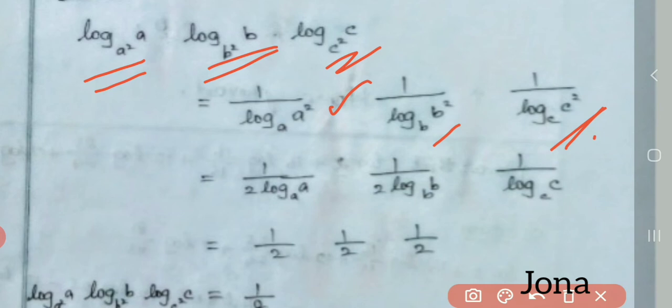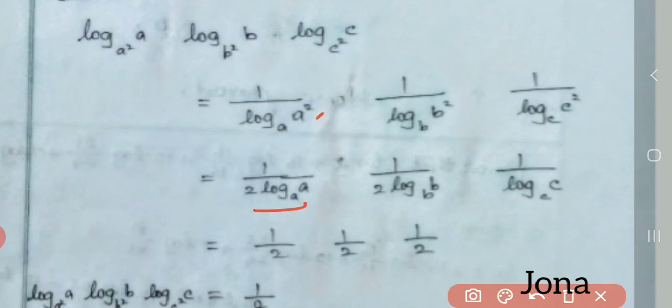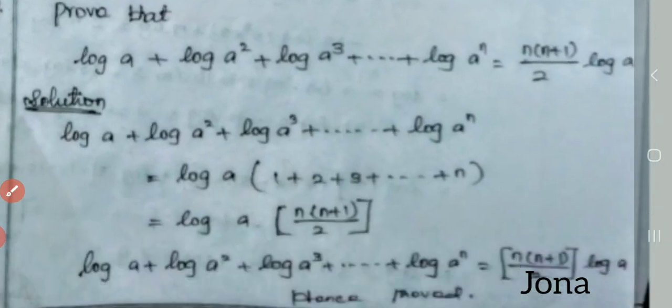If it is in the power, we can take it to the front, isn't it? So this 2 can be written to the front like this. 2 log a base a, and even here also we can take this to here, 2 log b base b, and here also 2 log c base c. 2 will be here. So log a base a value is 1, isn't it? So here 1 by 2, here 1 by 2, and here also 1 by 2. When you multiply everything, you will get simply 1 by 8. Next problem.